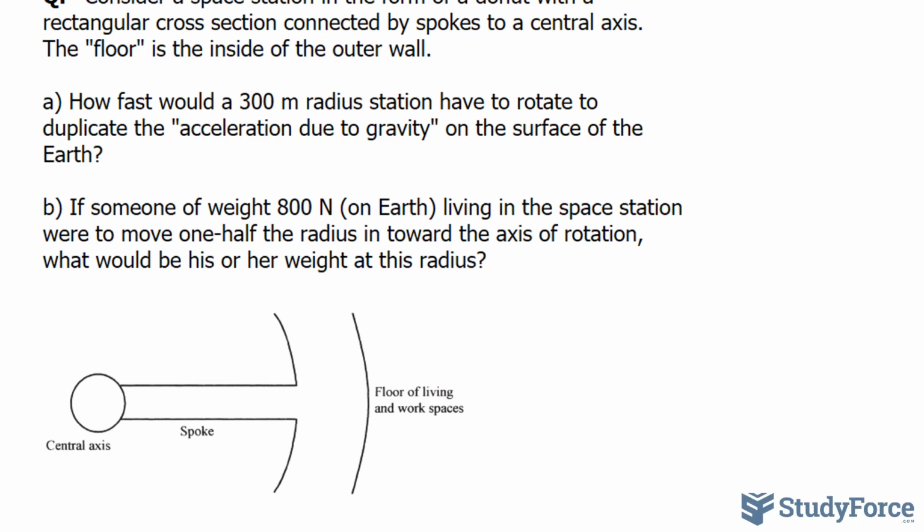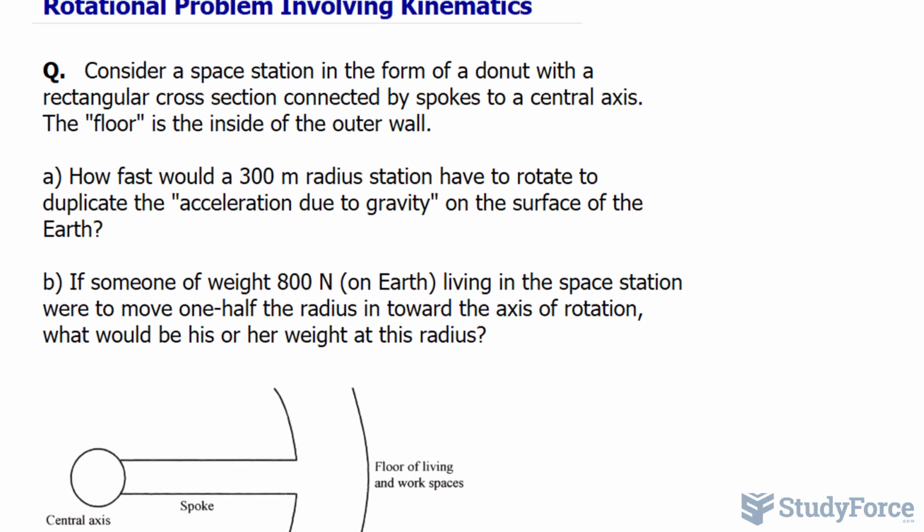For question A, how fast would a 300-meter radius station have to rotate to duplicate the acceleration due to gravity on the surface of the Earth? The word duplicate here meaning the same. To solve this type of problem, we need to keep in mind two important formulas.